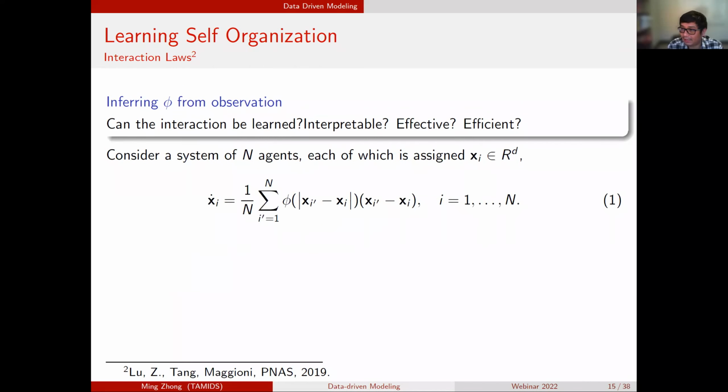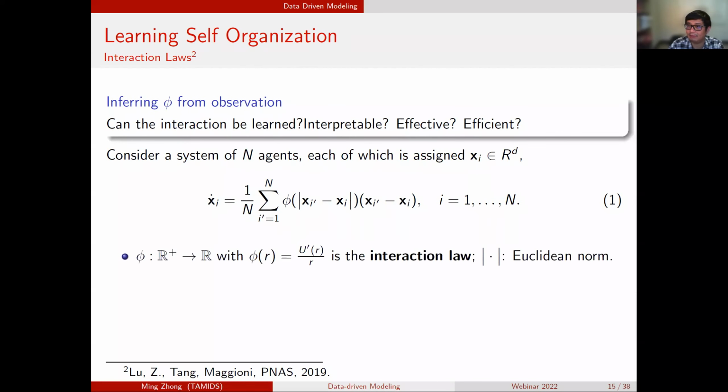Okay, and simplifying, I get back my first order model. So the change of the state for each agent is an average sum of an interaction kernel, or law, based on pairwise distance and weighted by pairwise differences. Okay, again, we're going to say that phi there is my interaction law that governs how agent i prime interacts with agent i, or influences agent i.